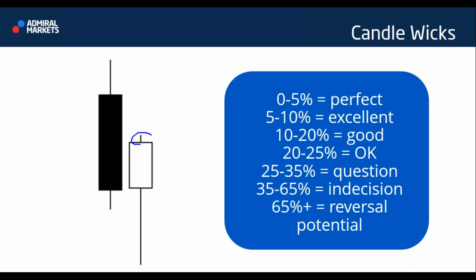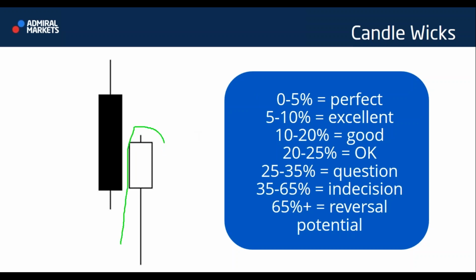So if there is a close near the high like this, with a wick that is hardly existent, something like 0 to 5% of the candle, that's showing that the bulls were very much in control and dominated that candle. So that's indicating strength. So we know that the bulls are in charge. 5 to 10% is still excellent. 10 to 20 is good. 20 to 25% is okay. 25 to 35% is a question mark, depends on the context more and more. 35 to 65 is indecision. And 65% or more indicates a reversal potential. Potential, not a guarantee.